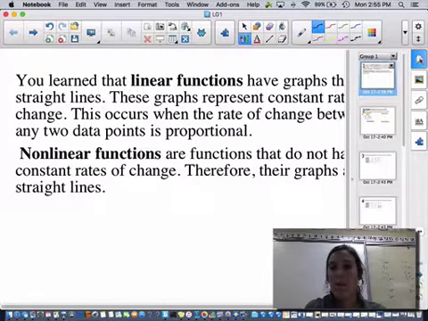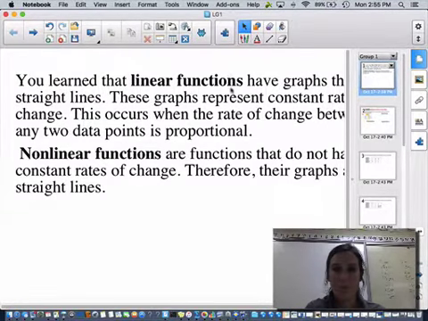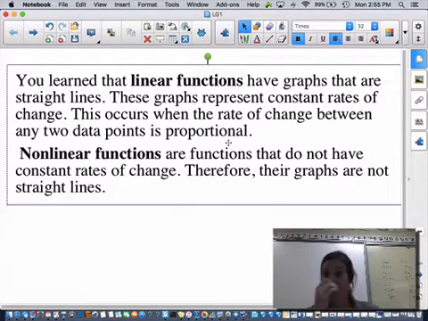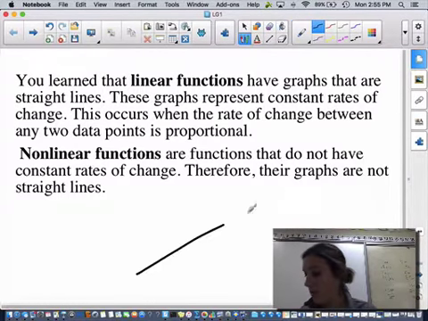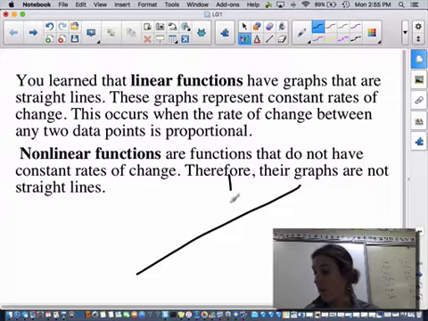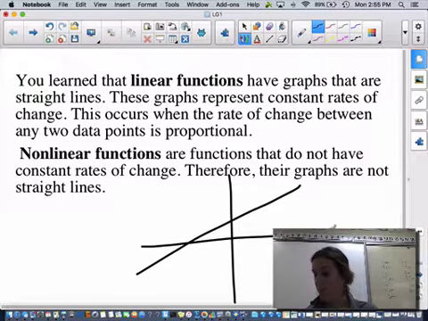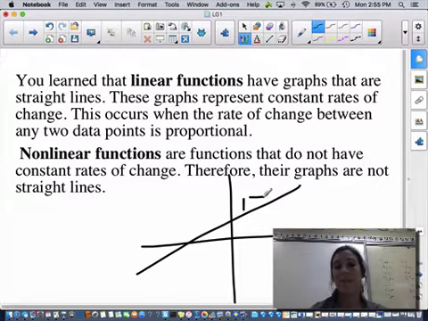Okay, looking at the notes I have here, we have learned that linear functions have graphs that are straight lines. These graphs represent constant rates of change. This occurs when the rate of change between any two data points is proportional. So if we were to graph this, it's going to form a straight line on our quadrant. We will see that the rate of change, the ratio of going up to over, is going to be constant throughout the entire graph.